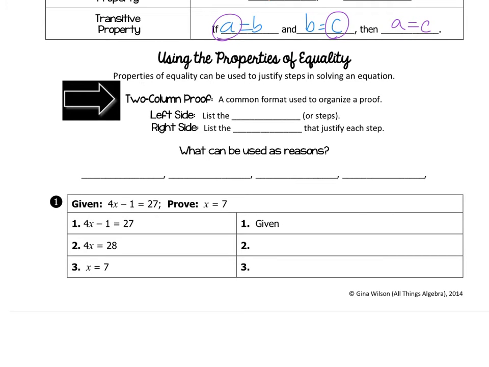So how we're going to use this is in an algebraic proof, and it's called a two-column proof, but we're going to use it using algebra. So in a two-column proof, it's a common format used to organize a proof. And on the left side, if you look down here, we've got two different columns. On the left side, this would be a list of the statements or the steps, and that would be the steps to actually solve the problem. The right side then, you are going to be listing out the reasons that justify each step.